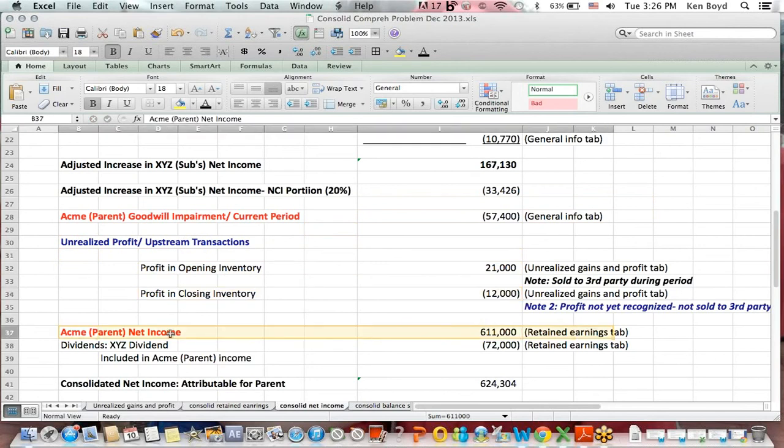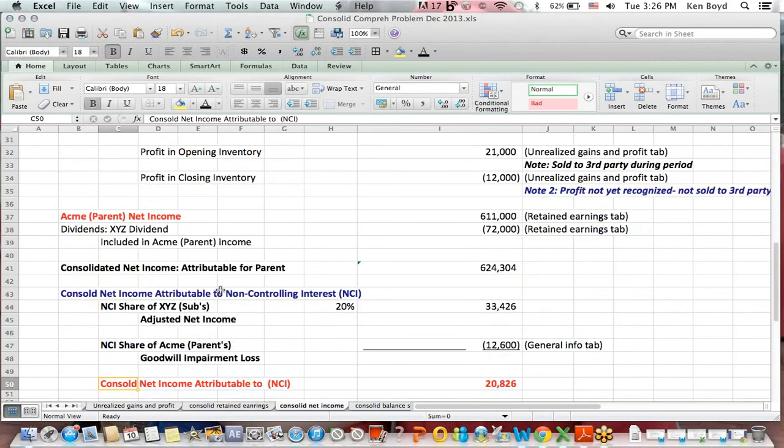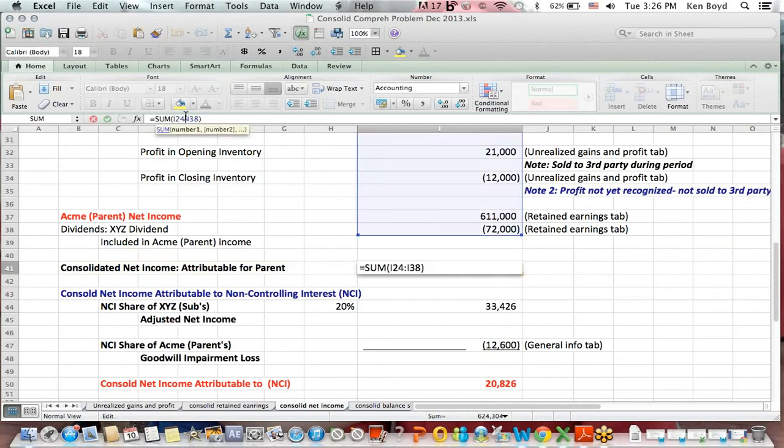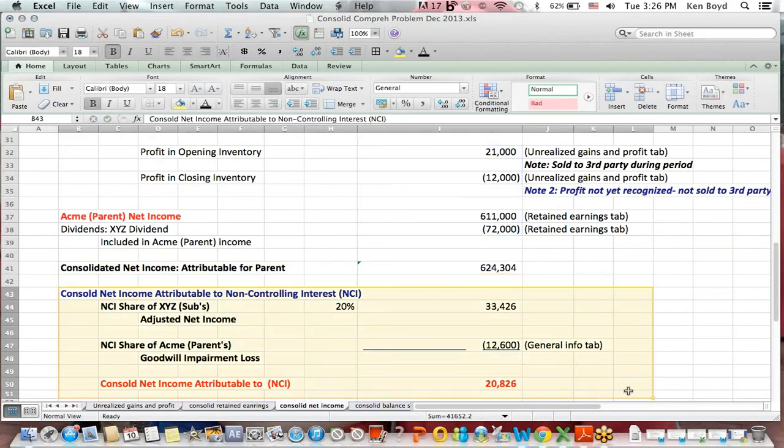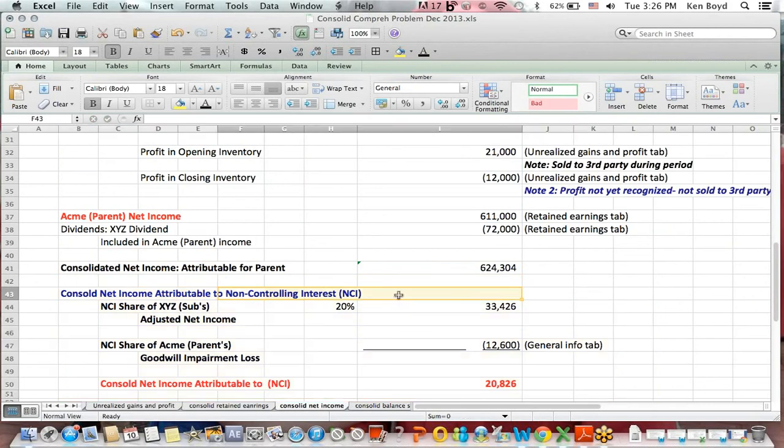We add in the parent's net income, and we subtract the parent's portion of the XYZ's dividend, so we don't count that dividend income as income to the parent because we want to exclude that for purposes of consolidation. So all that being said, we get this big summation that is net income attributable to the parent. And then finally on this sheet, we do a little reconciliation of consolidated net income that goes to the non-controlling interest.